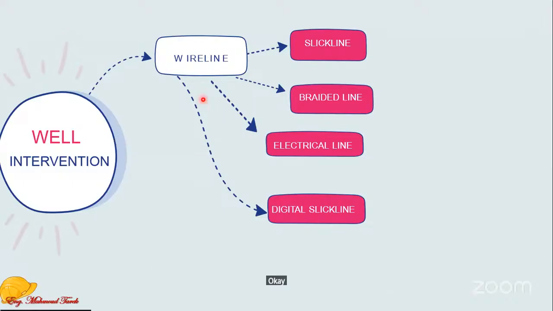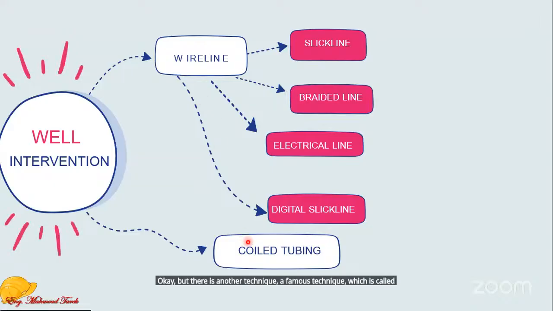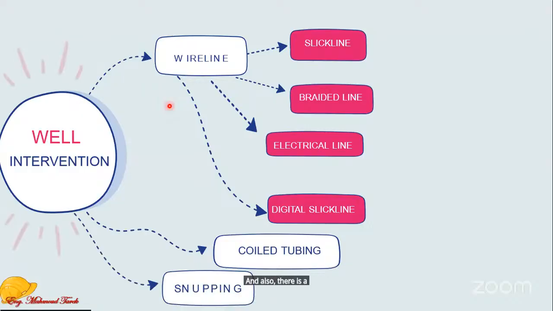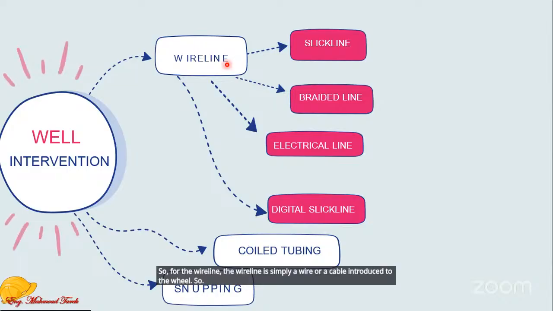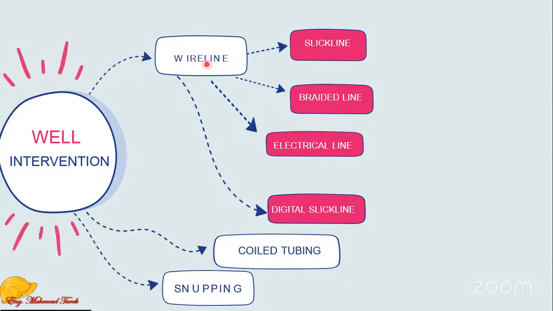But there is another famous technique, which is called coil tubing. The coil tubing, beside the wireline, makes up the most commonly used well intervention techniques. And there is also a heavier application, which is called snubbing. The wireline is simply a wire or a cable introduced to the well. There are many differences between the wireline, coil tubing, and snubbing.